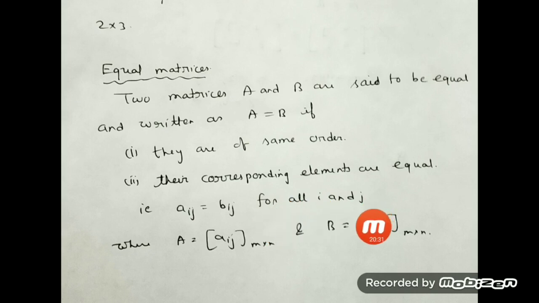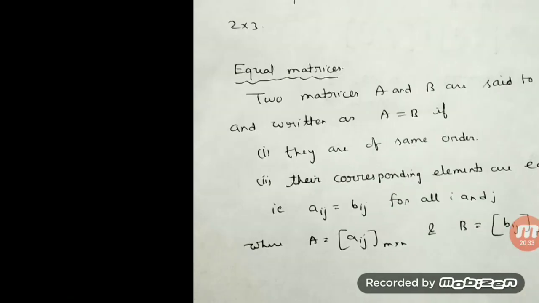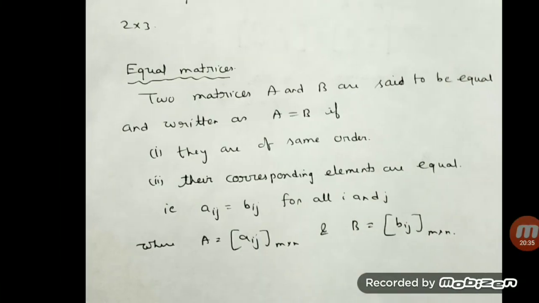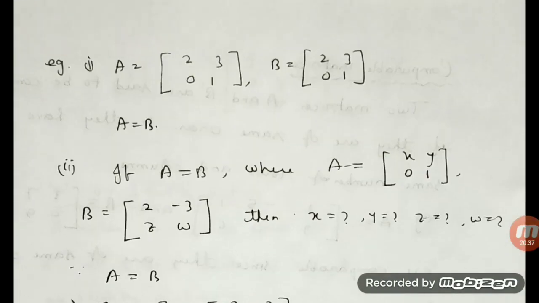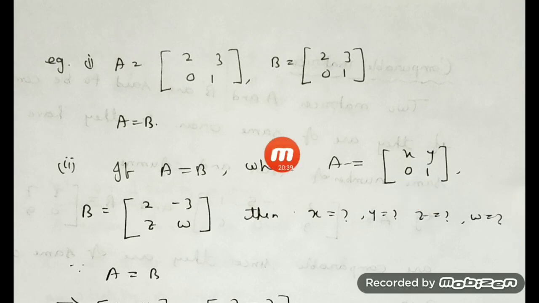Hope you understand what are equal matrices. Okay, let me give an example of equal matrices. This one, you see, here A I have considered 2, 3, 0, 1, B 2, 3, 0, 1. So from here, the element present in 1, 1 position is 2, here also 2. 1, 2 position is 3, here also 3. 2, 1 position 0, 0. 2, 2 position 1, 1. So A and B are equal.